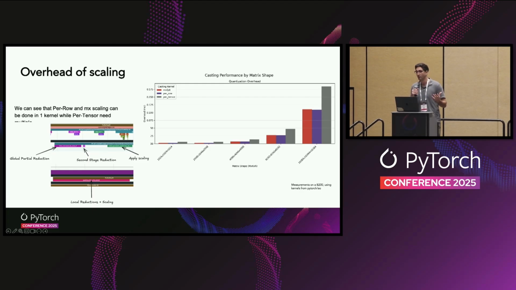Okay, so what about performance? This is where kernel fusion becomes absolutely critical for the end-to-end recipes. These numbers are gathered on a B200 GPU, and we can see that per row and MX scaling can be done in a single kernel, while per tensor needs multiple kernels. And unfused scaling operations are slow. Why? Because without fusion, they require multiple round trips to and from global memory, and the arithmetic intensity for these kernels makes them strictly memory bound. And so this ends up being very wasteful.